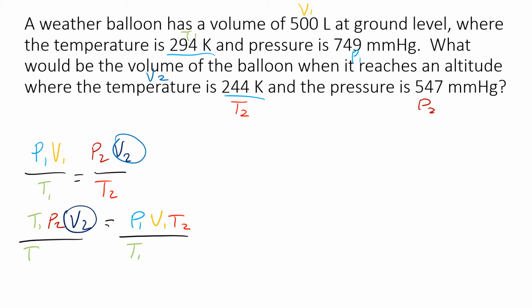T1, then P2. So then these numbers cancel out, and you end up with V2 by itself. Then you can plug in your numbers finally.